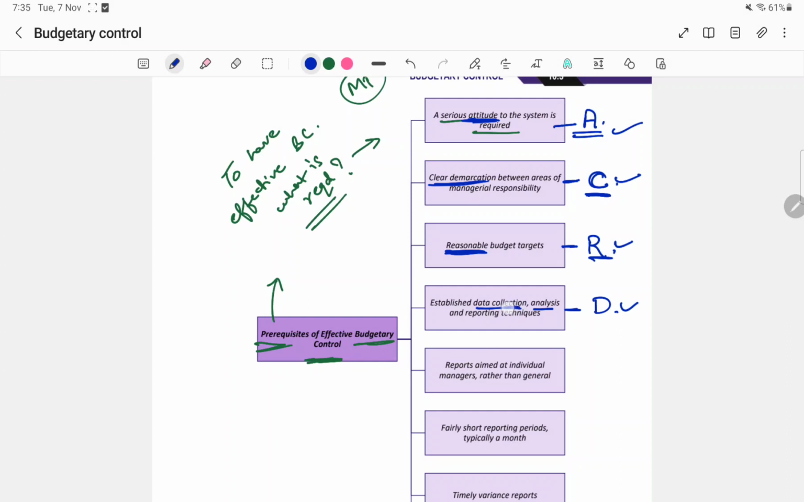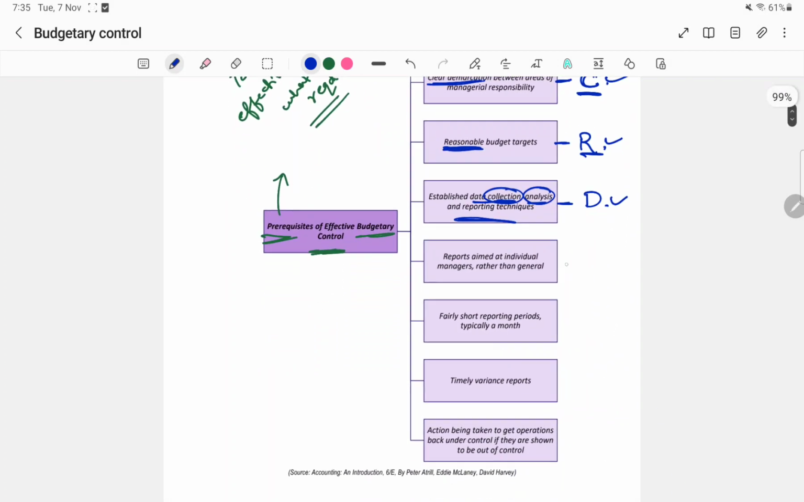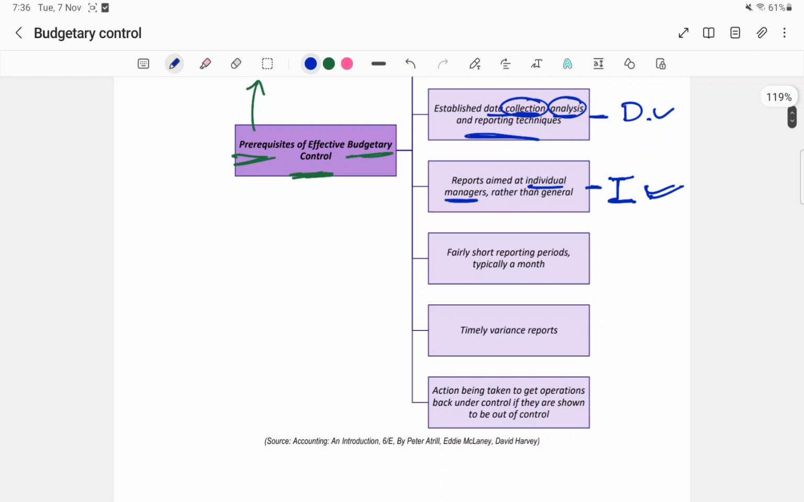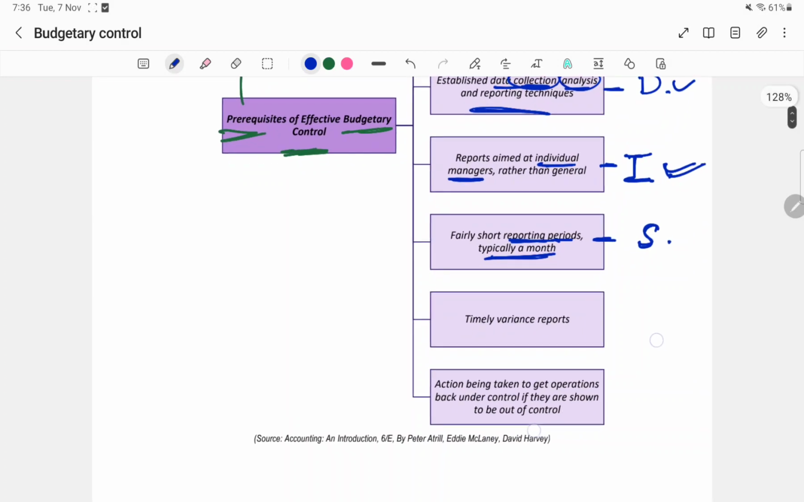Then there is established data. Related to data, there should be collection. First you have to collect the data, then analyze the data, and then reporting techniques. Now the next is reports aimed at individual managers. So the keyword's initial you will take I for individual managers. How should the reports be? Not general reports, but the reports should be aimed at individual managers. Now fairly shorter reporting periods, that is typically a month, not 1 year reports, but shorter reporting periods. Now timely variance reports, that is T. T stands for timely variance reports.